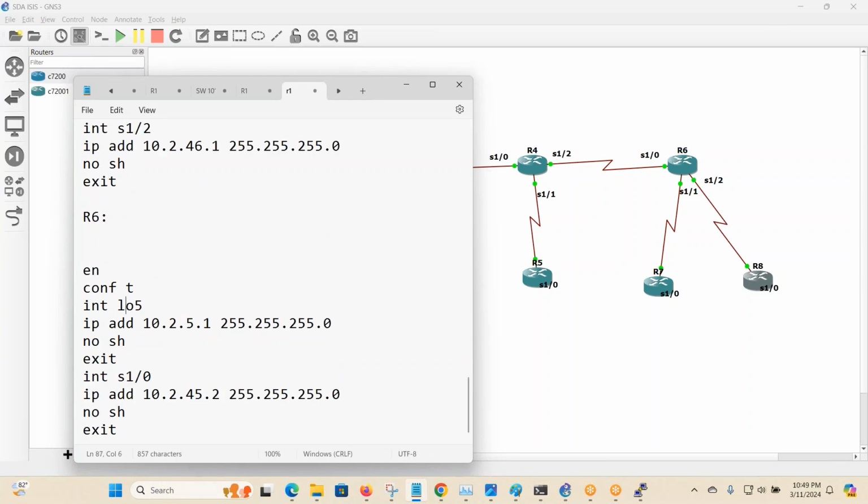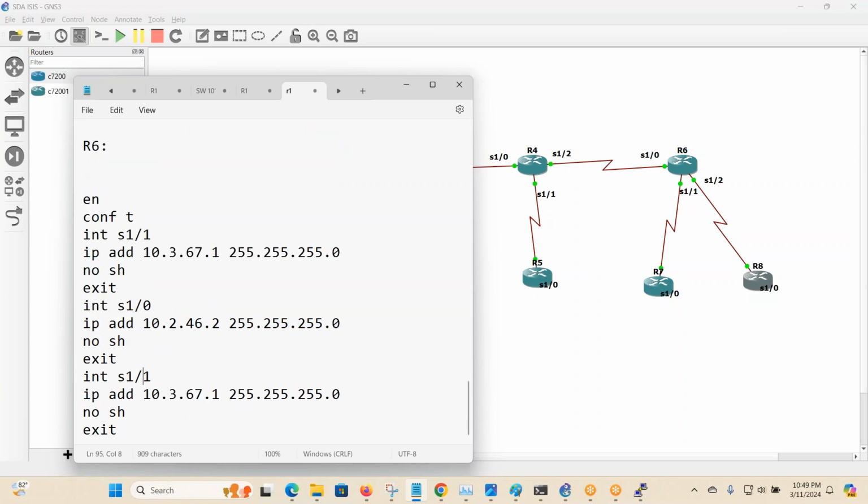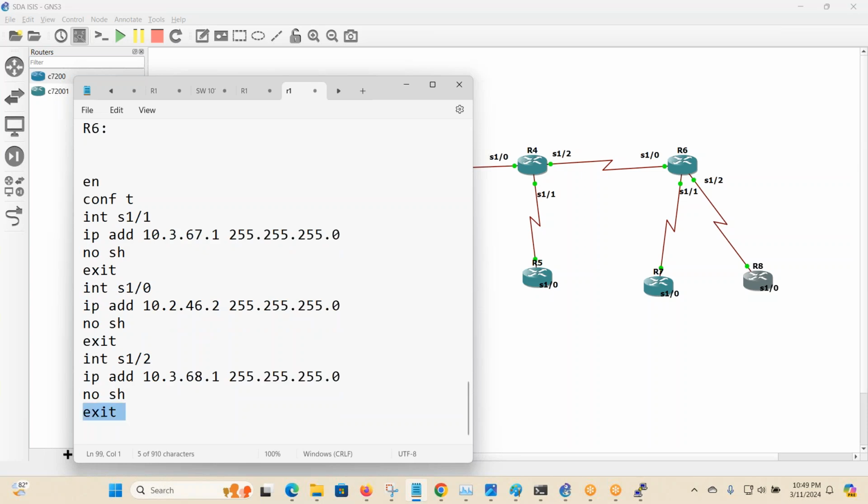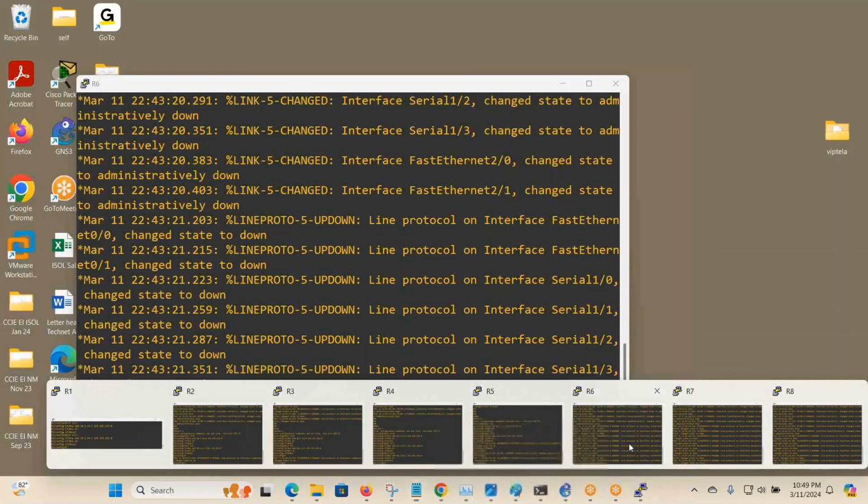So on R6 we don't have loopback, so we'll make it serial 1 by 1. So serial 1 by 1 is 10.3.67.1. Serial 1 by 0 is 10.2.46.2. Then I will copy this serial 1 by 1 as serial 1 by 2, and it will become 10.3.68.1. So I'll paste it on R6.